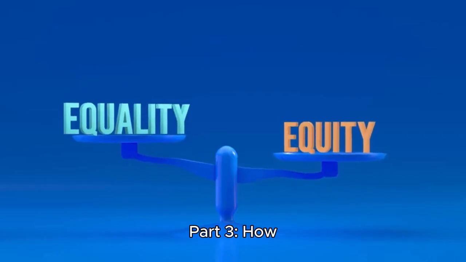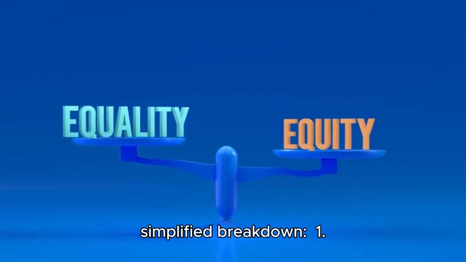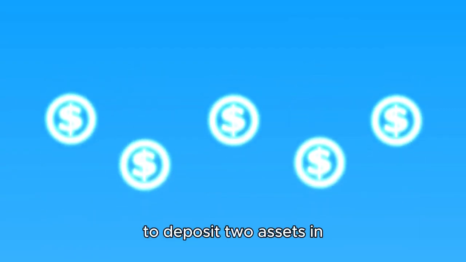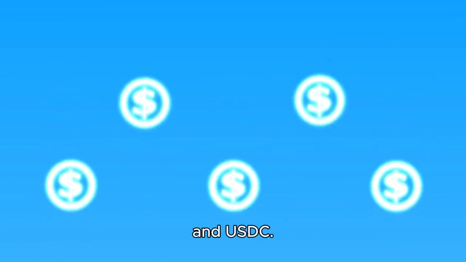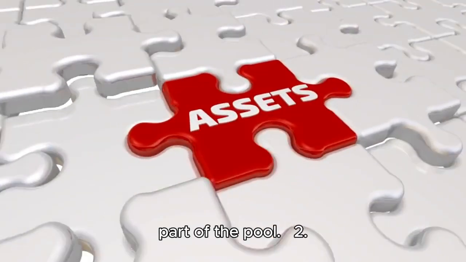Part 3. How liquidity pools work. Here's a simplified breakdown. 1. Deposit two tokens. To join a pool, you'll need to deposit two assets in equal value, such as ETH and USDC. These assets are paired, and your contribution becomes part of the pool.